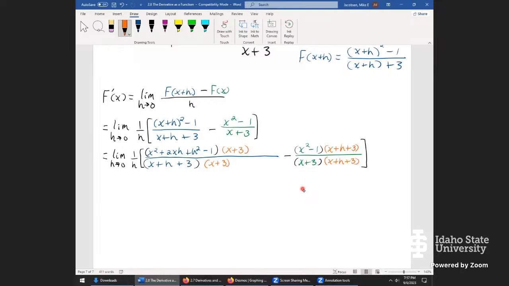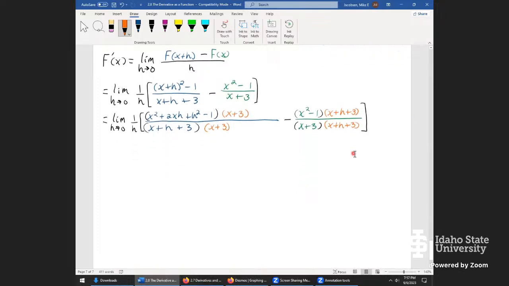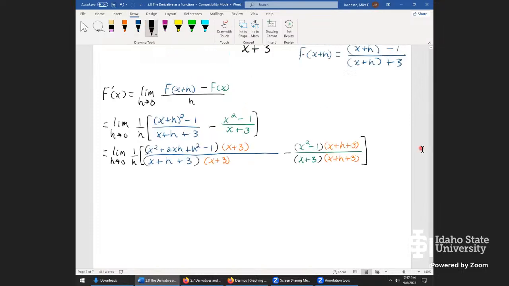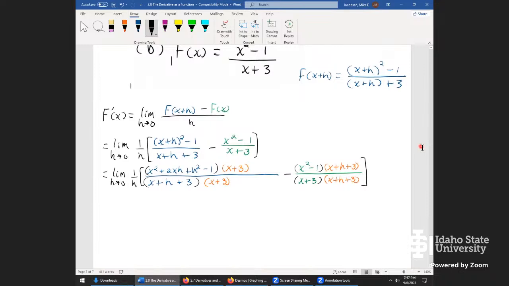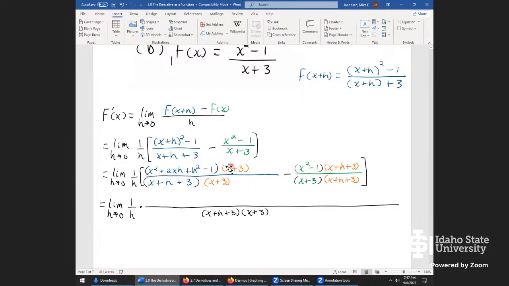And now we're in business, folks. It's just that it looks really, really bad. We have lots of terms to take into account. And so this is one of those problems where if you go slow, that's the strategy, because we have to account for every single term and cancel it just right. So here's our next slow and methodical steps. Limit as h goes to 0, 1 over h is going to multiply one overall fraction since we're adding them together. The common denominator is x plus h plus 3 times x plus 3. And now in the numerators, there'll be this numerator here minus this numerator over here.